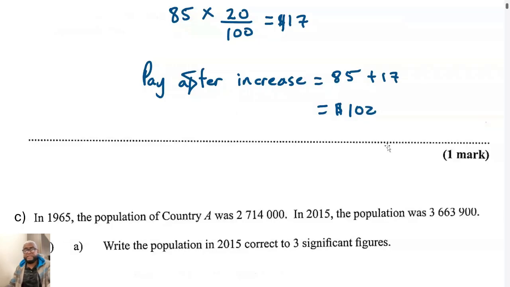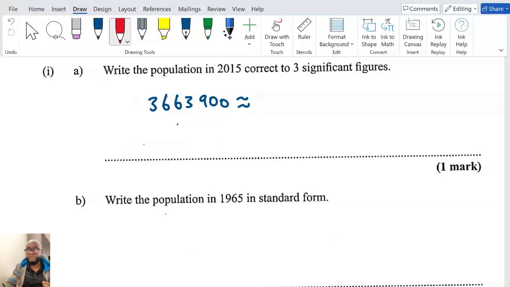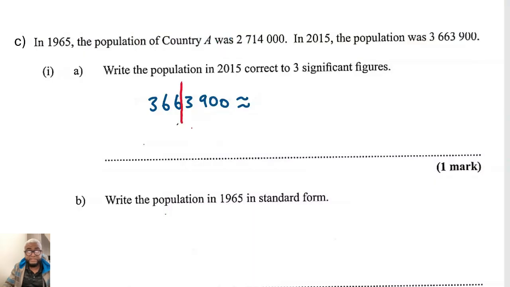Next part underneath. C. In 1965, the population of country A was 2,714,000. In 2015, the population was 3,663,900, right? Write the population in 2015 correct to 3 significant figures. So 2015 was actually 3,663,900. So to 3 significant figures, which number here represents the 3rd significant figure? Anybody can tell me? The second 6, right? Everybody agrees? So that's the cutoff.